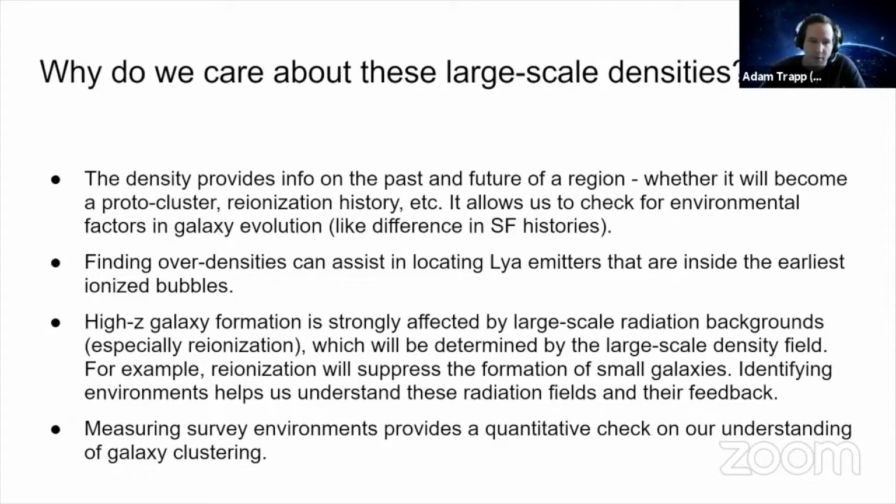Also, as we've heard talks about, finding overdensities can assist in locating Lyman alpha emitters that are inside the earliest ionized bubbles. High redshift galaxy formation is strongly affected by large-scale radiation backgrounds, which will be determined by the large-scale density fields. For example, reionization will suppress the formation of small galaxies through photoheating, and identifying environments helps us understand these radiation fields and their feedbacks and their effects on the different parts of the luminosity function in the galaxy population. And finally, this isn't an exhaustive list, but measuring survey environments provides a quantitative check on our understanding of galaxy clustering in the first place.